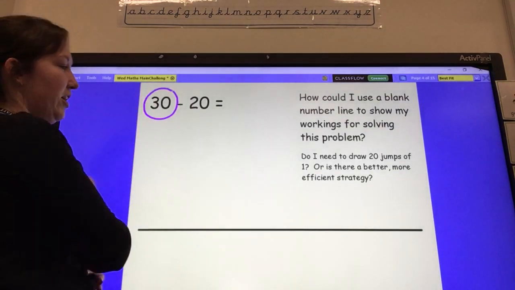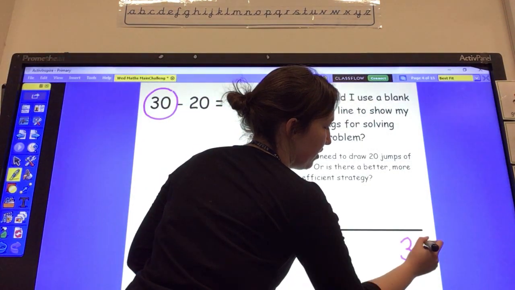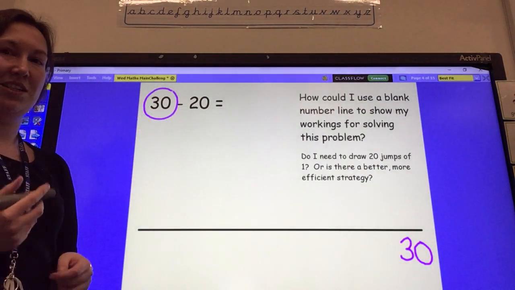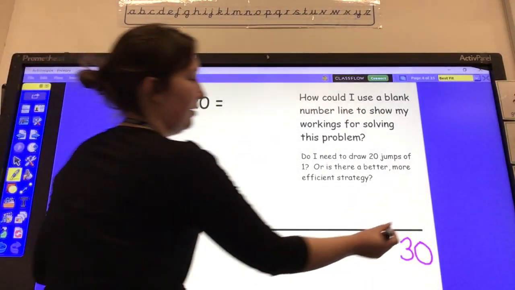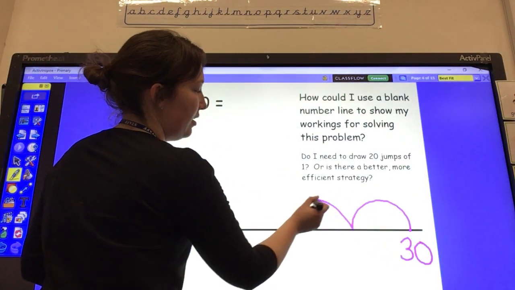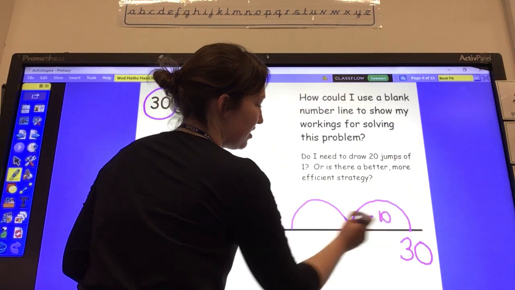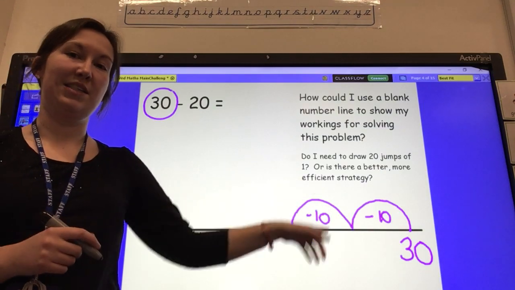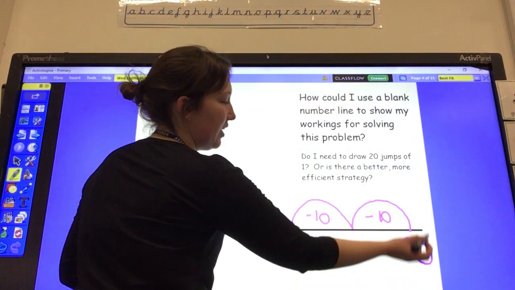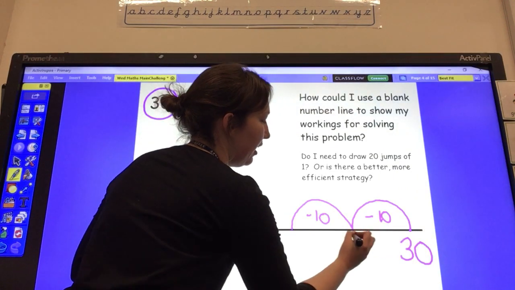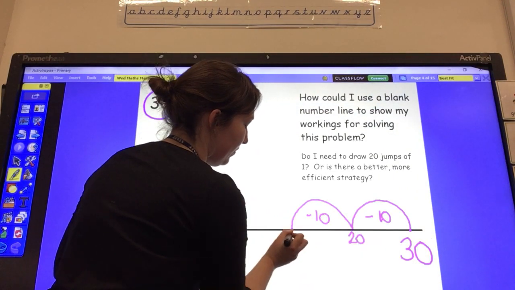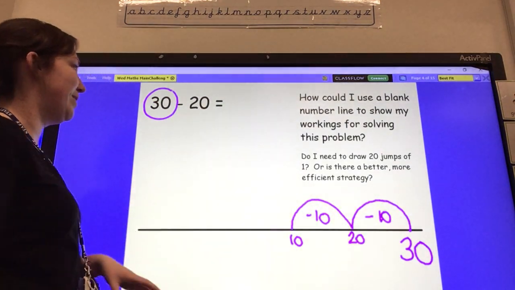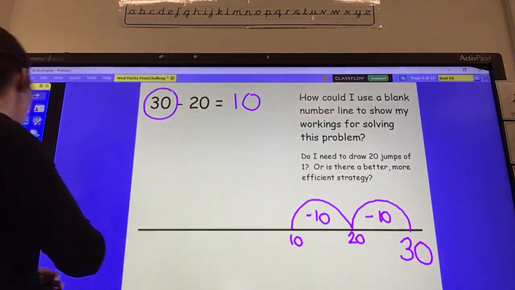So we are going to start on 30. And remember, we're counting backwards, so I'm going to start at this end of my number line. So I'm going to subtract 20. So I need to count back in jumps of 10. Are we ready? 10, 20. And I'm going to label it just like I did yesterday, but this time with subtract, with take away 10. So 30, take away 10. Let's count backwards. 30, 20, 10. So the answer to 30 take away 20 equals 10.